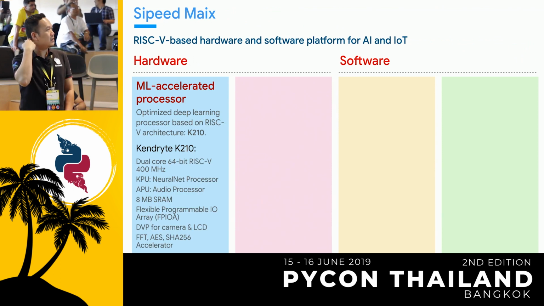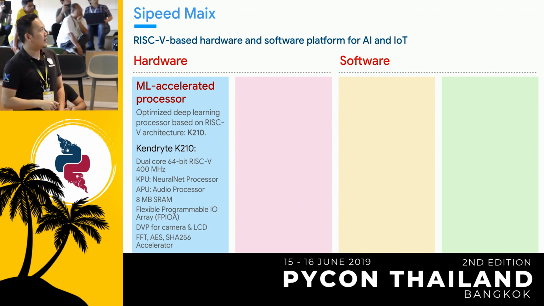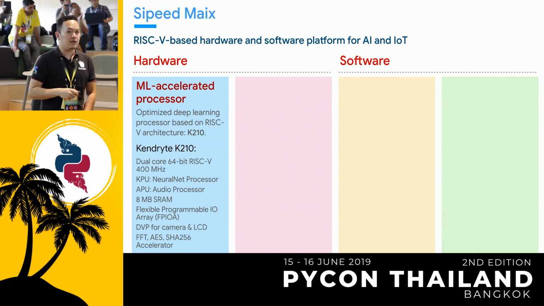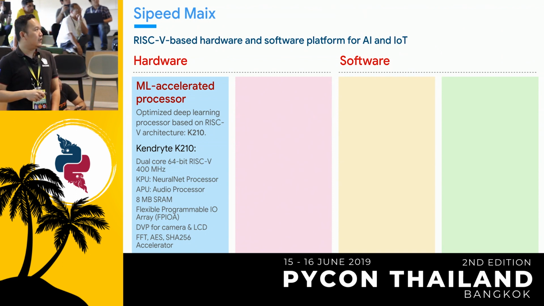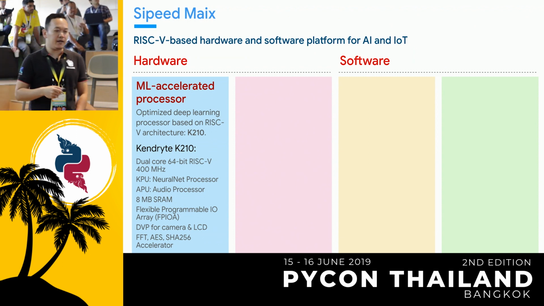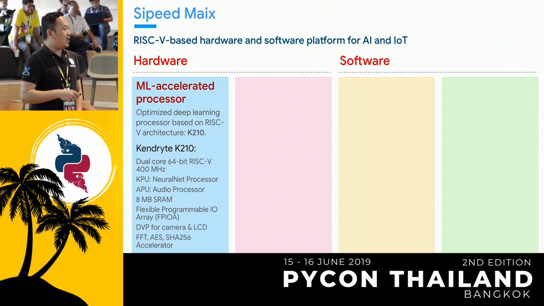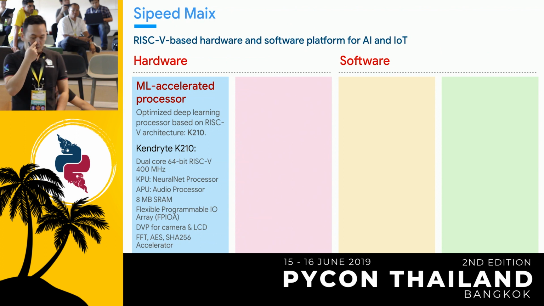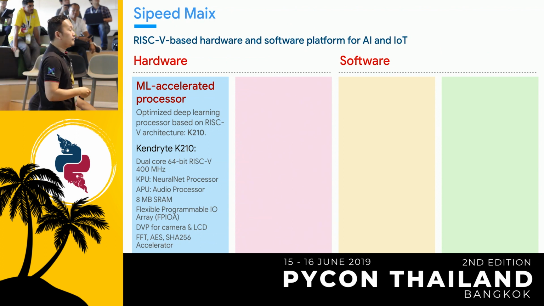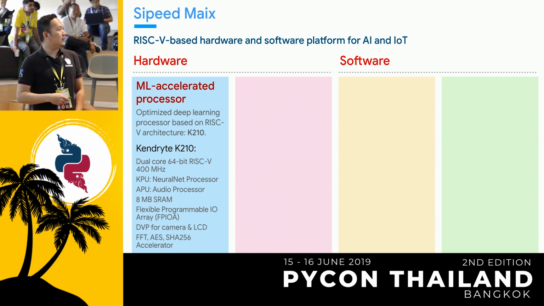So this is a dual core processor. It has a GPU, an APU, audio processing unit, and it has 8 MB static RAM. And we can play around with programmable I/O. And we have a dedicated line for the digital video port, DVP, for camera and LCD. And for machine learning, you really need maybe AI accelerators, fast Fourier transform, and something to deal with encryption.